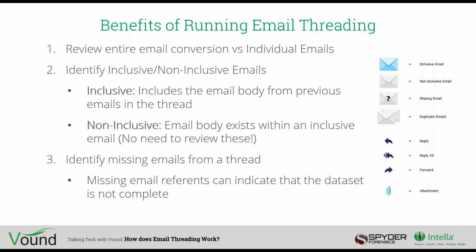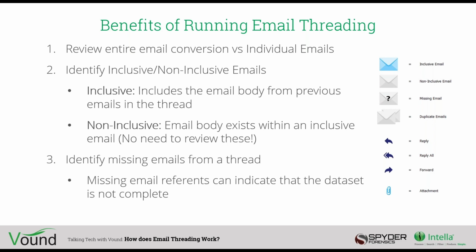The second major benefit is identifying inclusive versus non-inclusive emails. So inclusive emails, these are emails which include all the emails from the previous emails within the thread within the body. So if I look at the last email in the thread and it's marked as inclusive, then you can be sure that all the emails that came before it in the conversation will be quoted within the body of that email. Now, non-inclusive, it's an indication that the content of that email is included in another email later on in the thread.